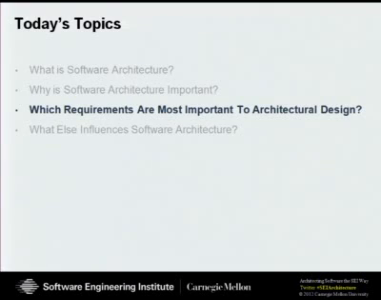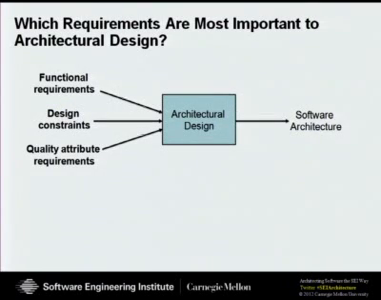Okay. Let's move on to which requirements are most important to architectural design. So I divide the world into three types of requirements, which I'm sure a lot of you do too. We have functional requirements, we have design constraints, and we have quality attribute requirements. Quality attribute requirements, at least for all practical purposes for this discussion, are the non-functional requirements of the system.